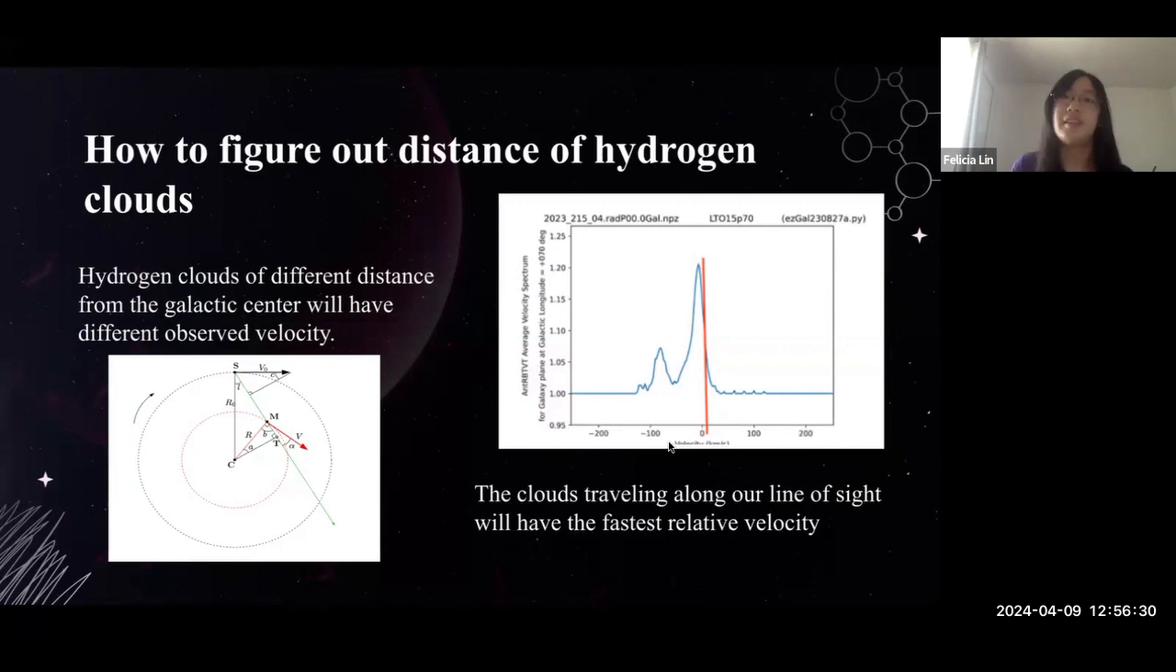And we could find the hydrogens that are traveling away from us the most by figuring out from our sample which bunch of data have the lowest frequency, because traveling away from us means that their frequency would decrease due to the Doppler effect.